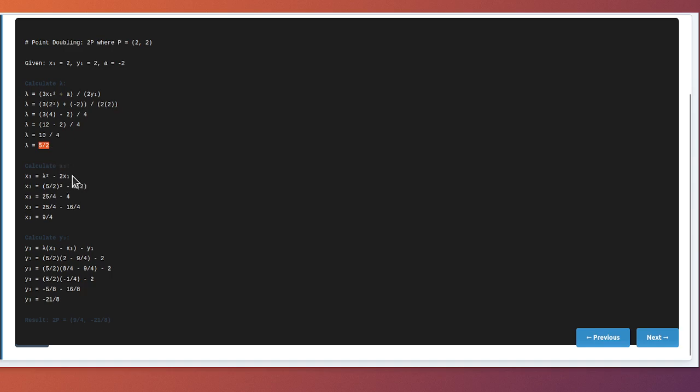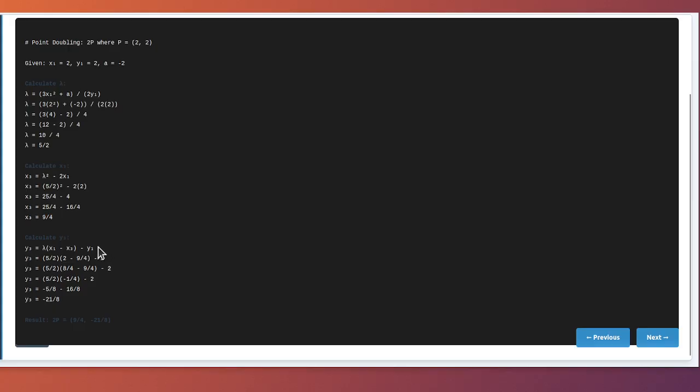Second, compute x3. x3 equals lambda squared minus 2x1. We have lambda equals 5/2 and x1 equals 2. So, x3 equals (5/2) squared minus 2 times 2 equals 25/4 minus 4 equals 25/4 minus 16/4 equals 9/4. The x-coordinate of 2p is 9/4.